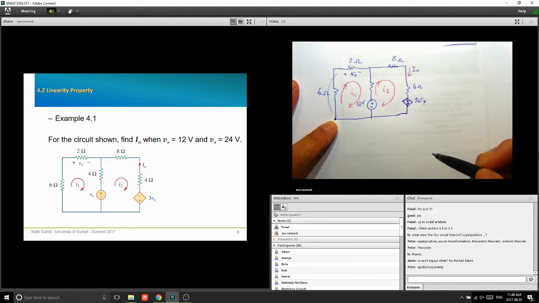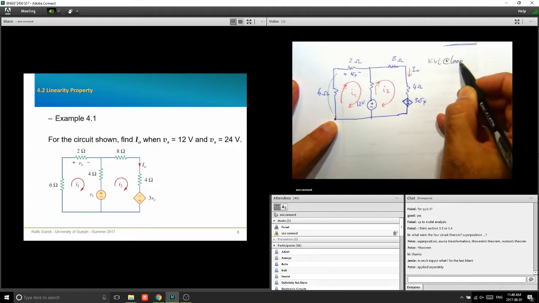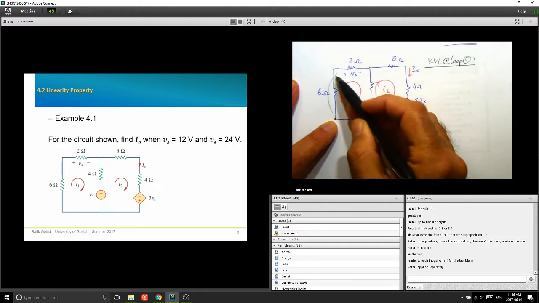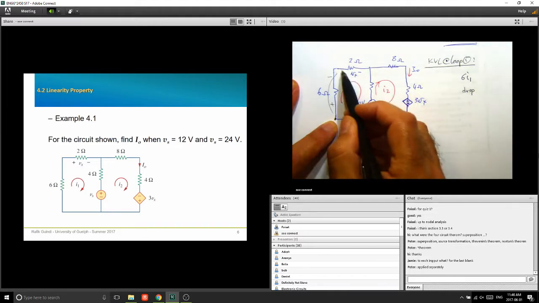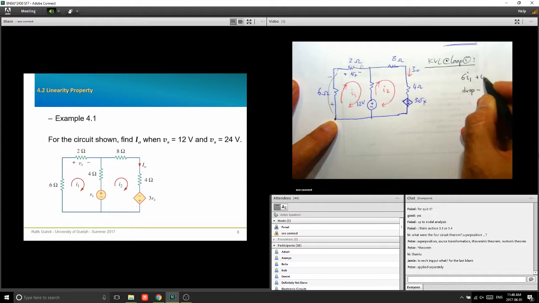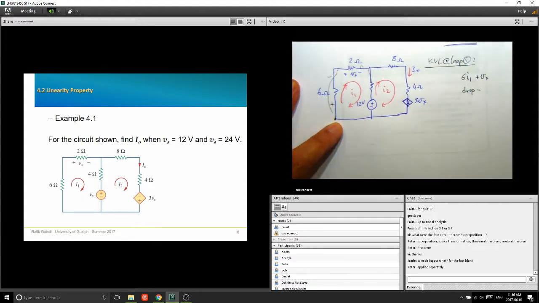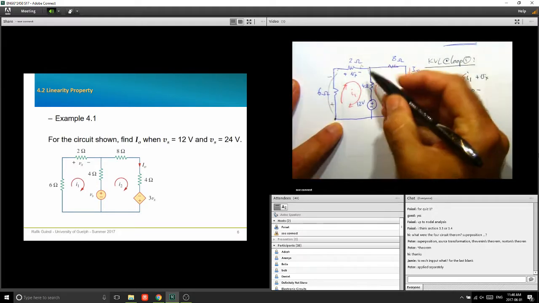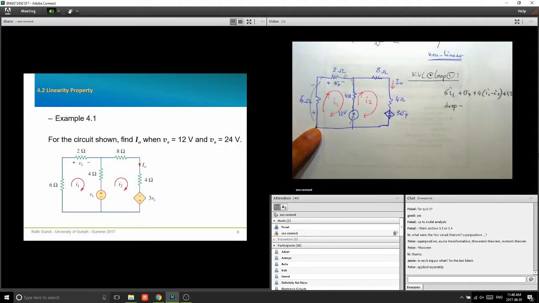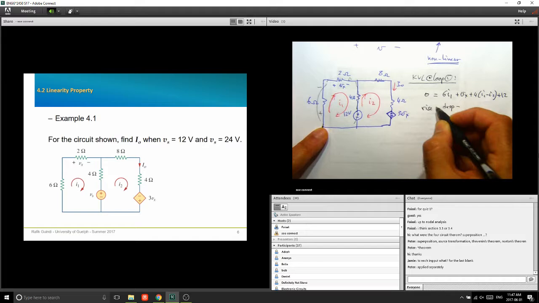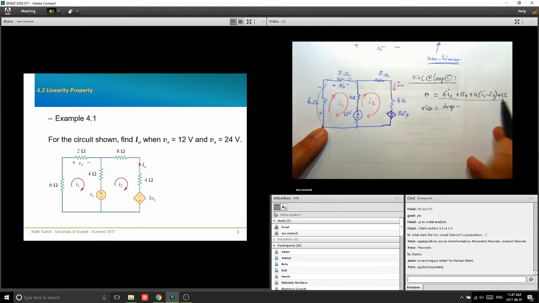I want to write a KVL for loop 1. So if you're going from here to there, your current is flowing like that. There's a drop of 6I1. Then as I'm going here, which is Vx, I'm going to ground the loop like that. How much is this? This is 4 ohm. As I'm going from here to there, I'm having another drop of 4. And there are no rises here. So that would be the first equation.